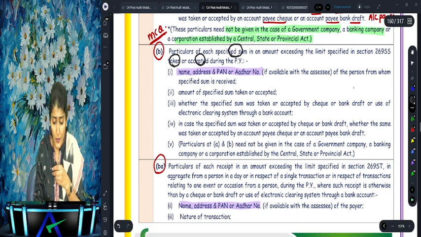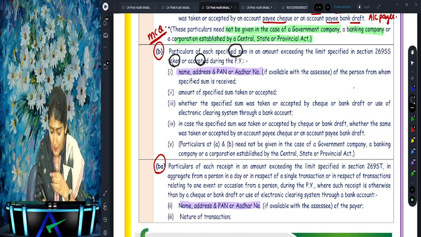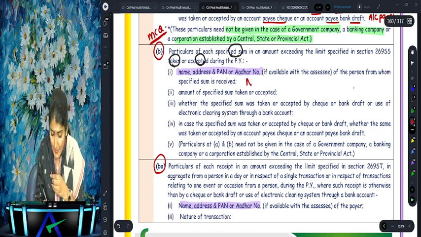Again, in that case, what does it say? Name, address and the PAN. So that is again the NAP, right? That is again the NAP. Then after that, the amount.